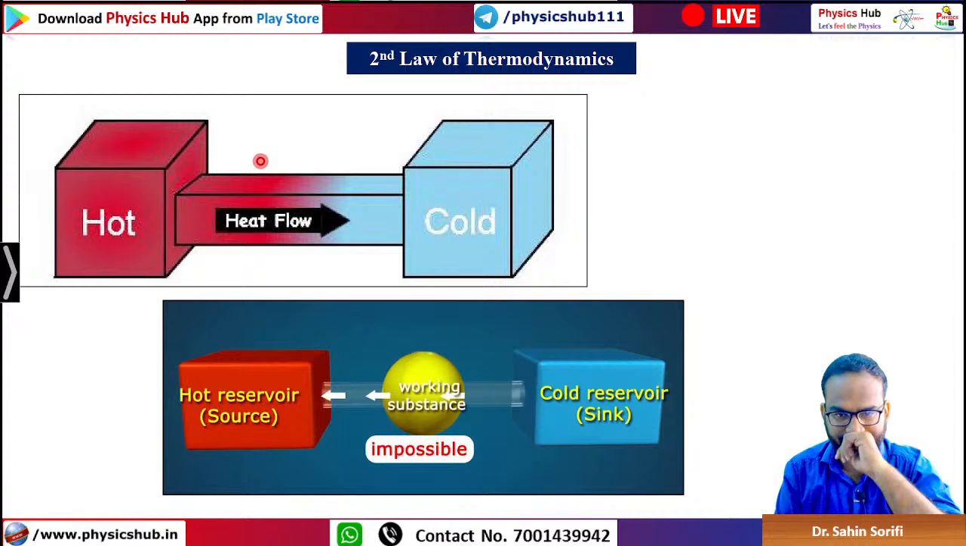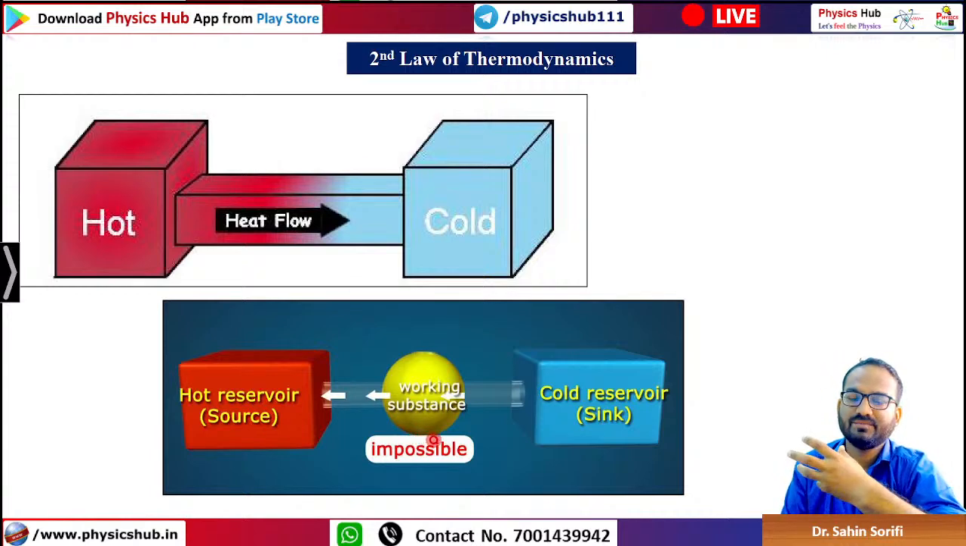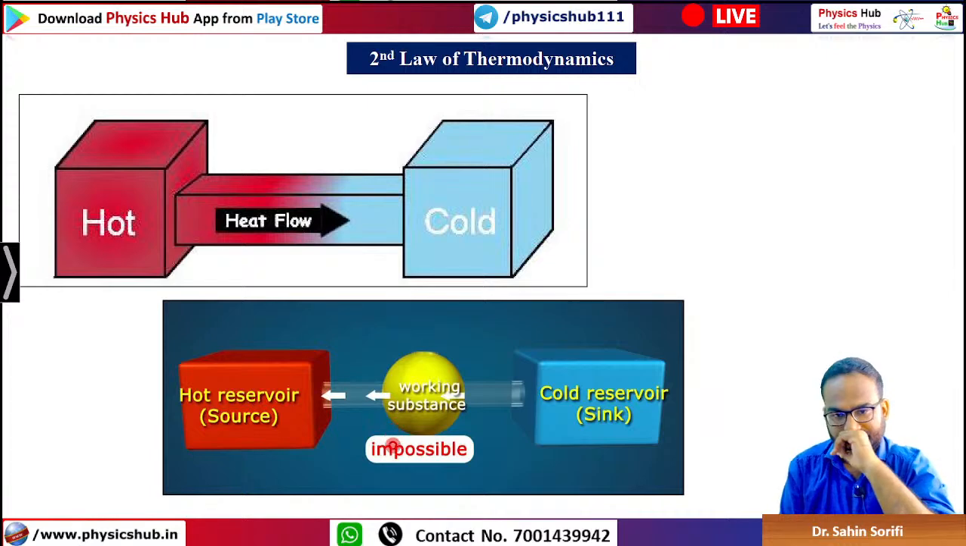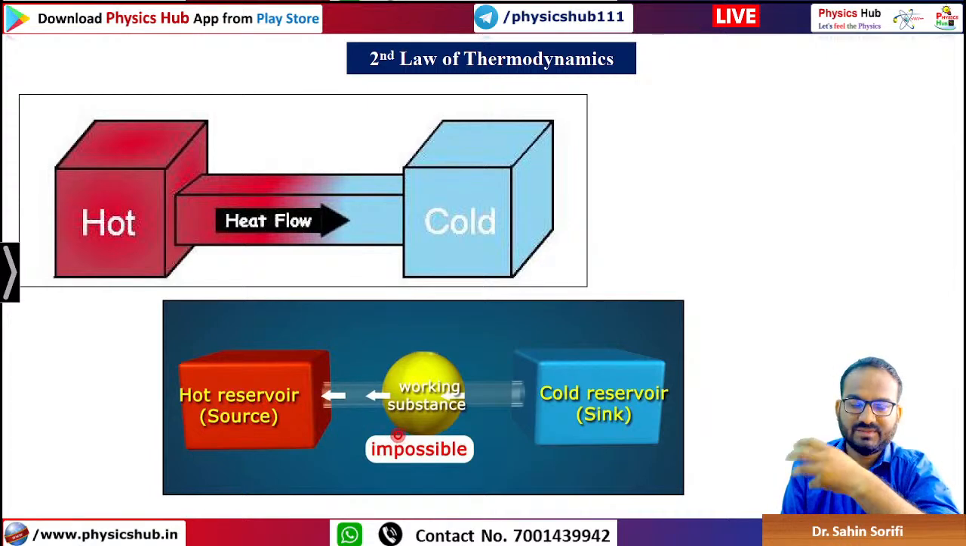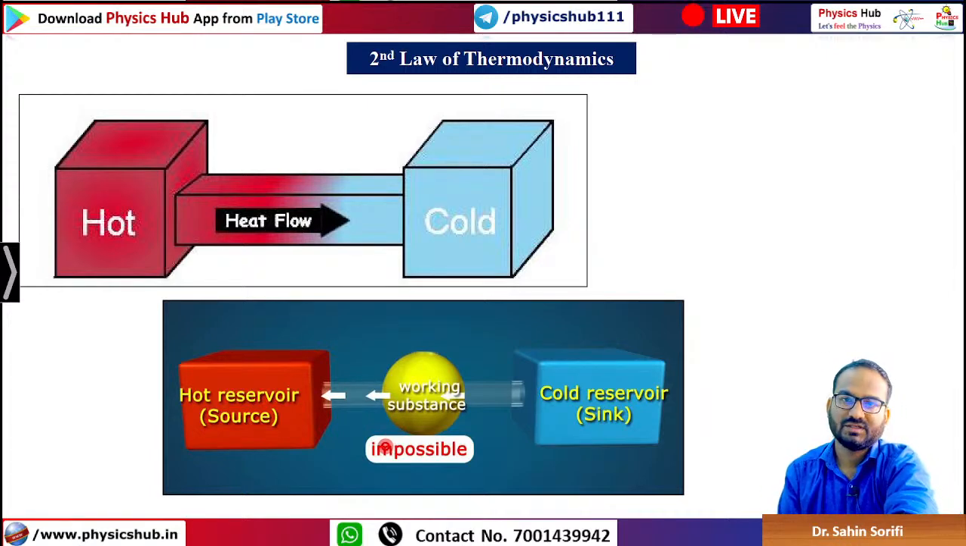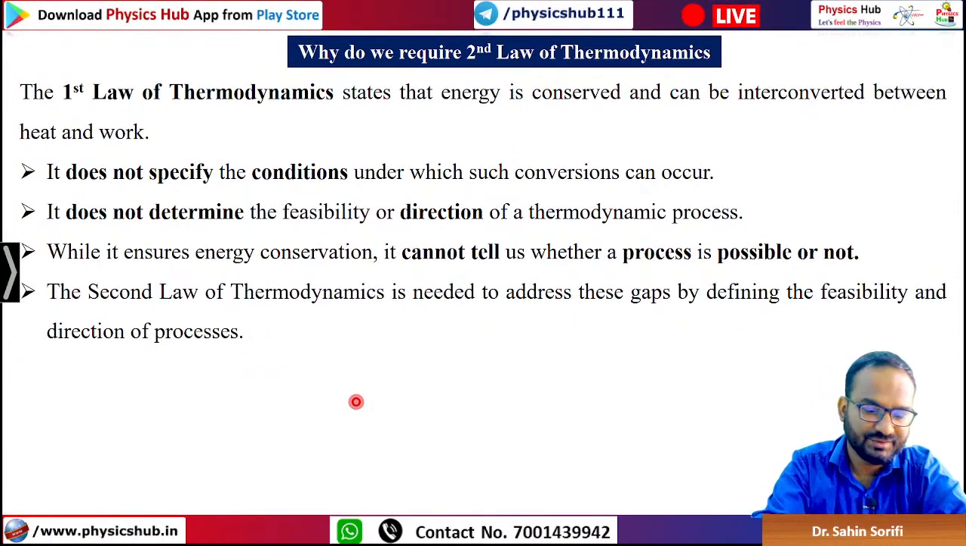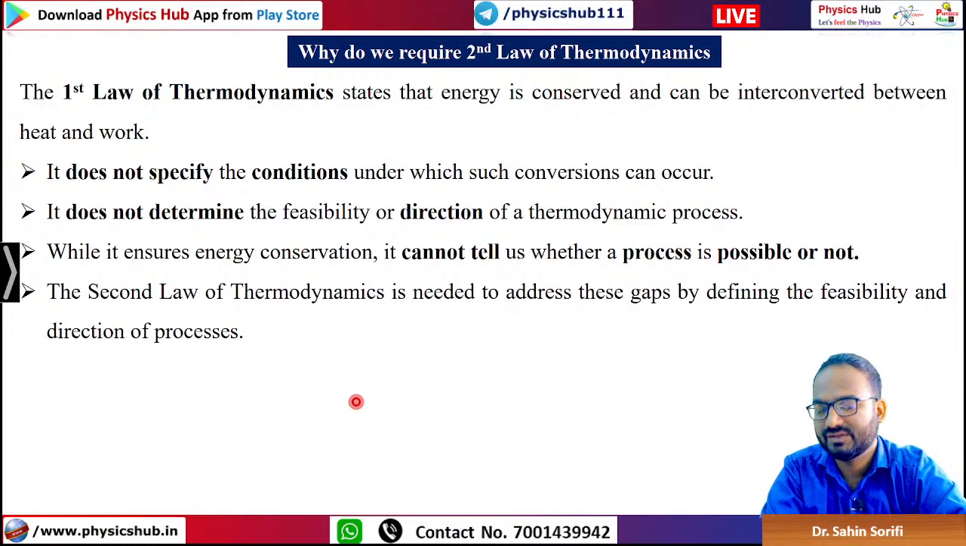So it is impossible to transfer heat from a cold body to a hot body without applying any external agent. So these were the limitations of the first law of thermodynamics. I have just summarized them for you. Why do we require the second law of thermodynamics? This is also the limitation of the first law of thermodynamics.